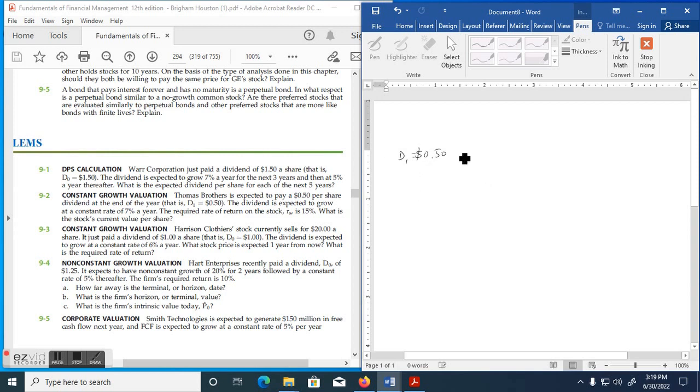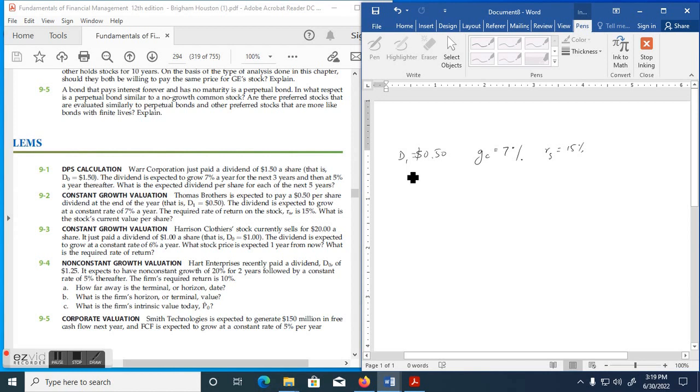The dividend is expected to grow at a constant rate of 7% per year. That means that our constant growth rate is going to be 7%, and the required rate of return on the stock is going to be 15%. Remember, when you use this mathematically, you want to convert all percentages into decimals.